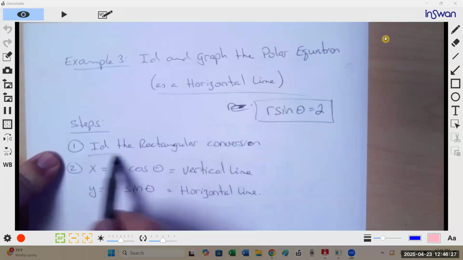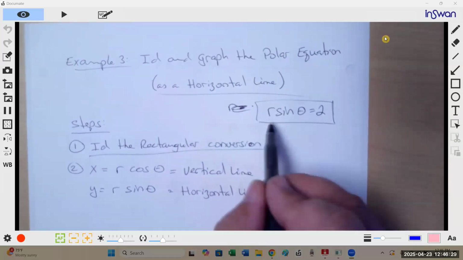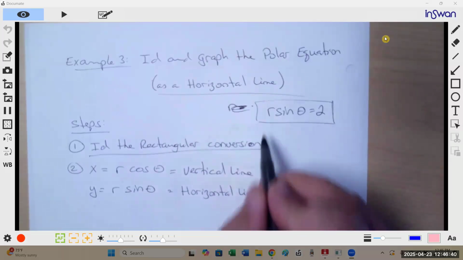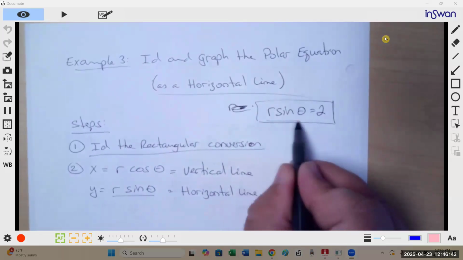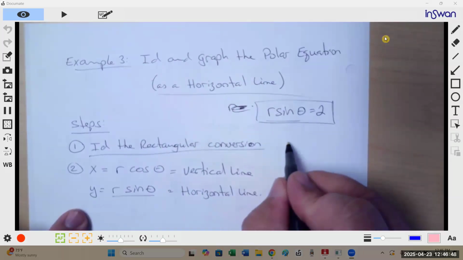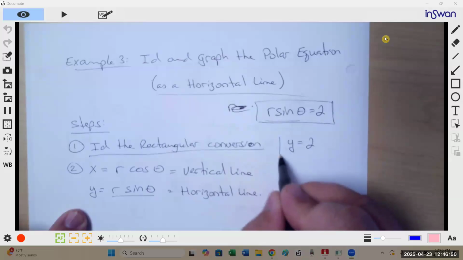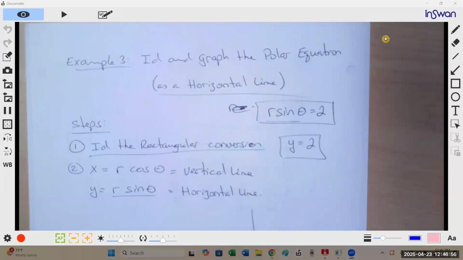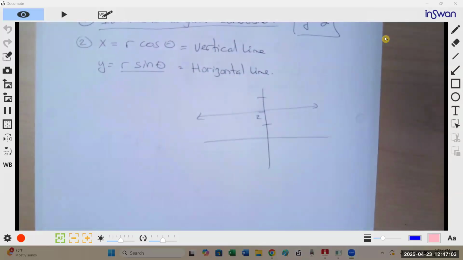So identify the rectangular conversion. What do we notice about this equation here? Do you notice anything there? R sine theta is the same thing as y, so y is equal to 2. There is the line. It's a horizontal line crossing the y axis at 2. There's the graph.